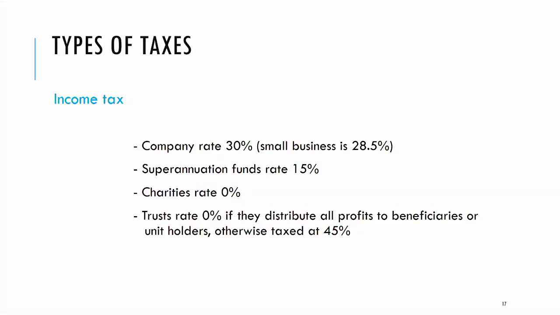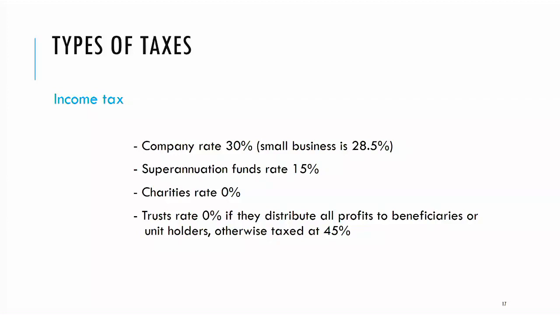So I am the beneficiary of a trust, and that trust owns the property. In that case, I make the money through the trust, so I pay 45%. If the trust holds the profit by itself without distributing to you, then the trust has to pay 45% tax.